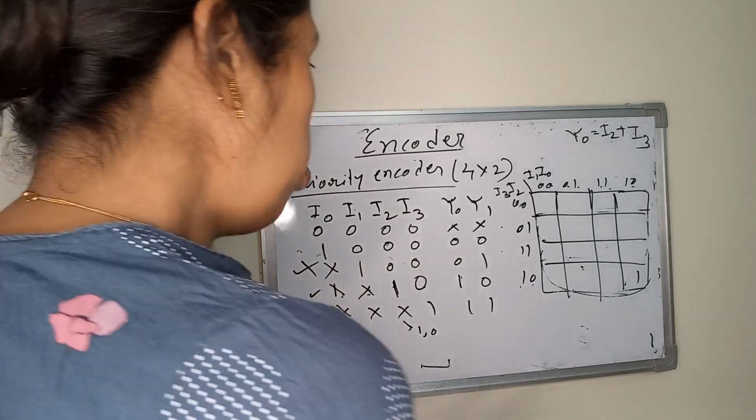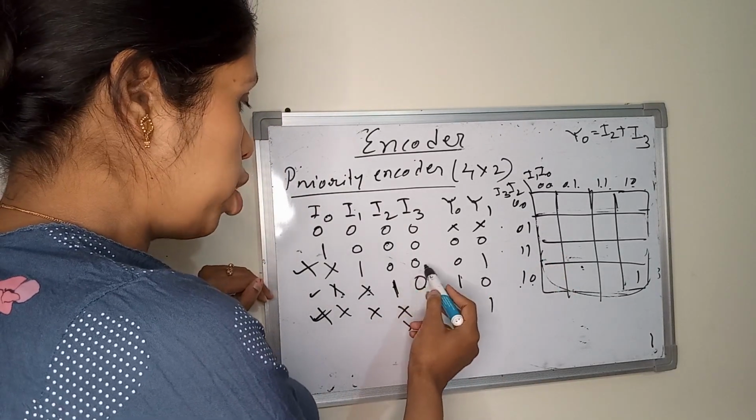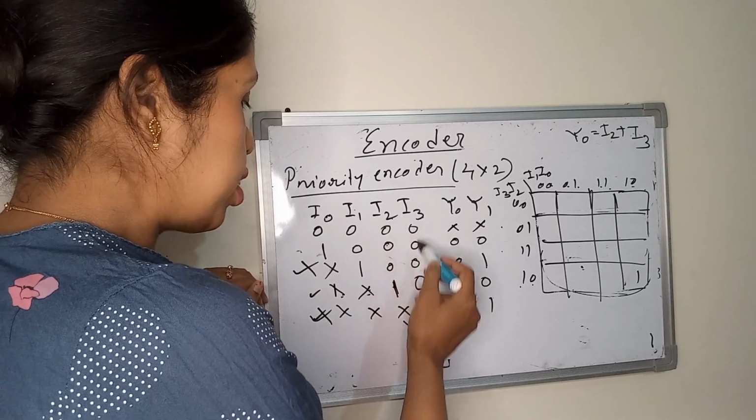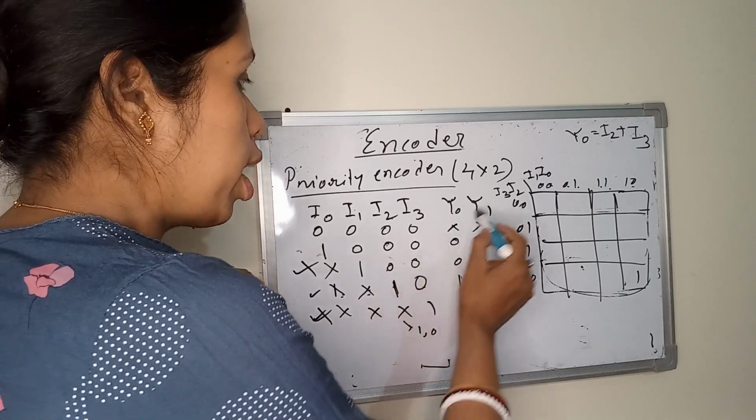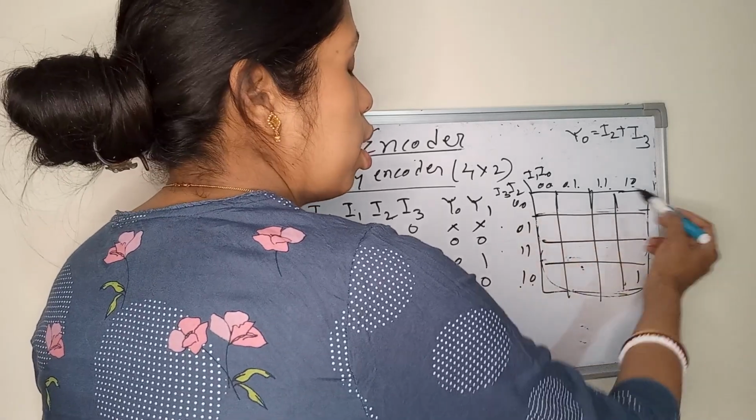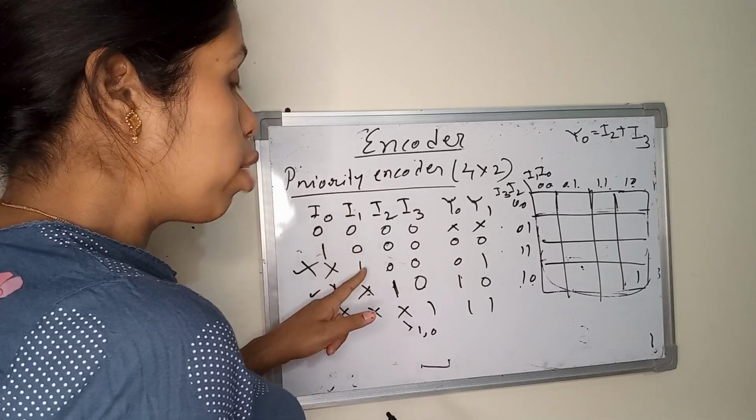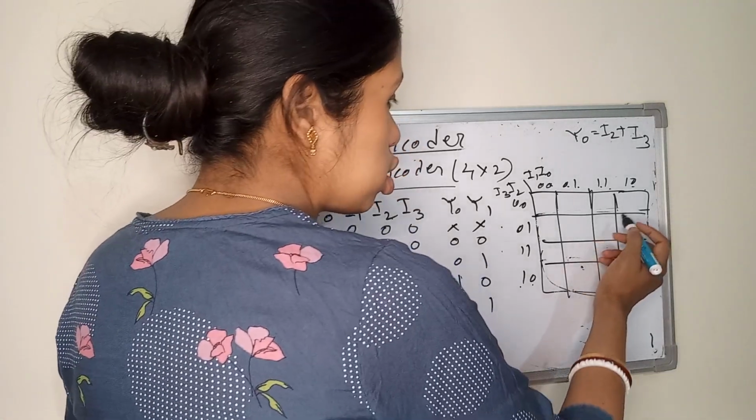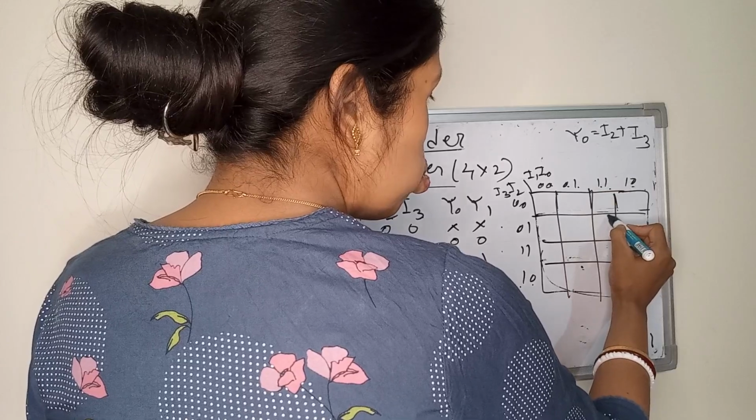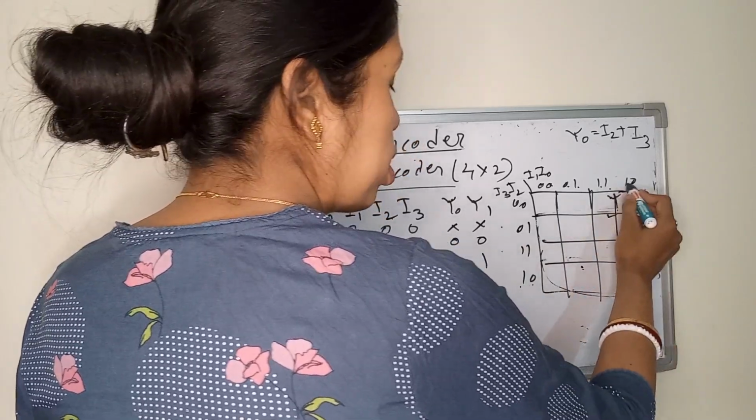Now I will input the values in the K-map. In this combination you can see my I2 and I3 are 0 0 in this corresponding row. And what about my I1? I1 is 1 for which cell? In these two cells my I1 is 1.